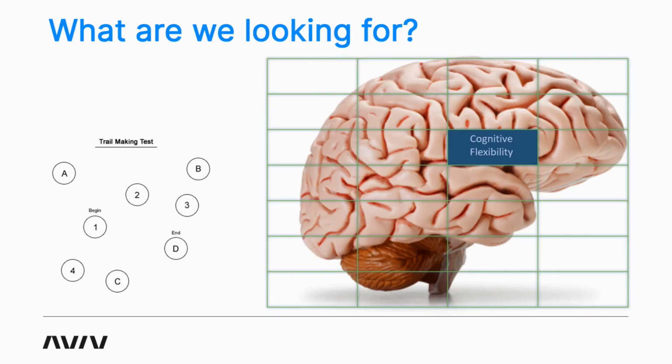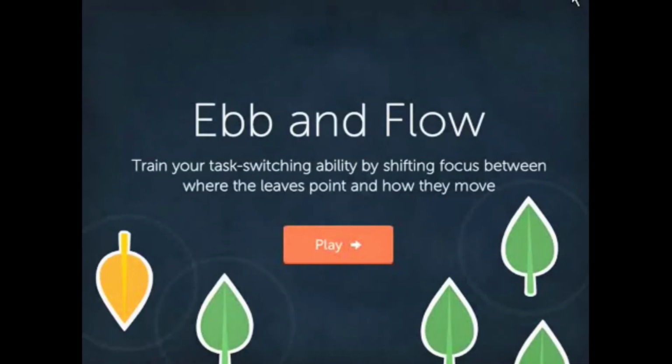In this test, the subjects need to draw a line switching between numbers and letters. In order to do that, he needs to have the flexibility to switch from one set to the other, back and forth. Here we can see another example of a cognitive flexibility paradigm.